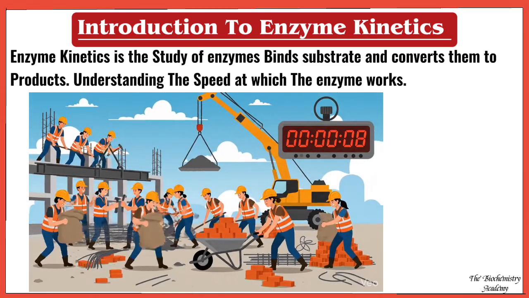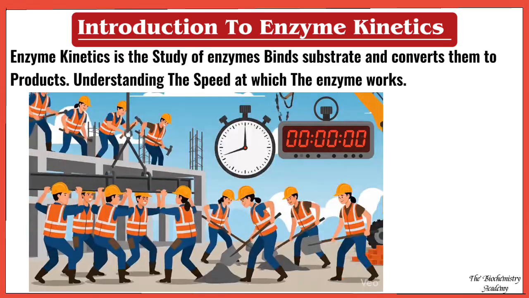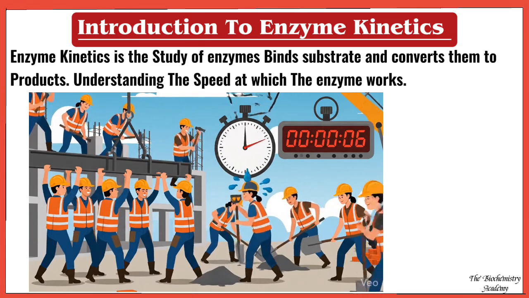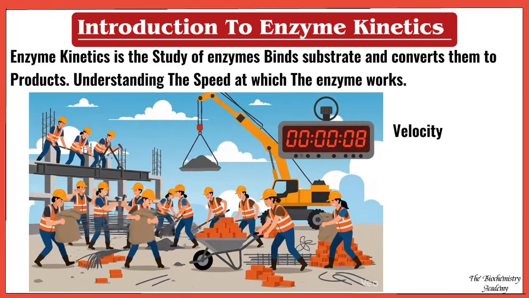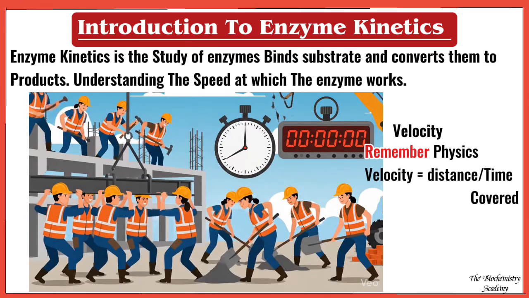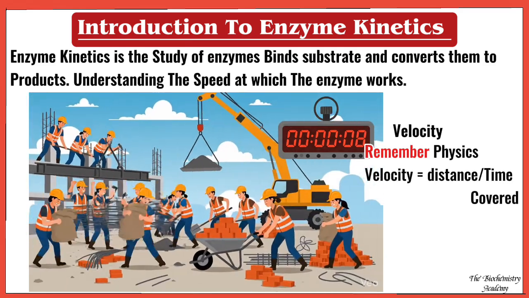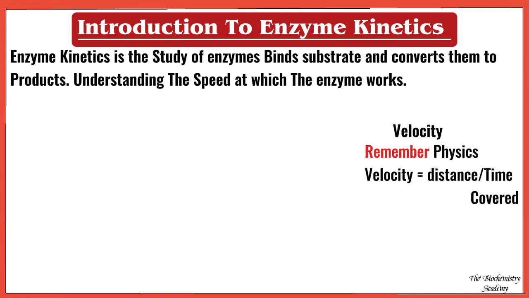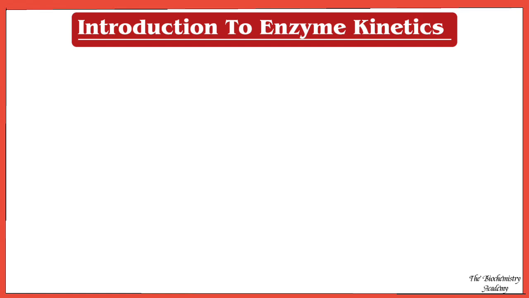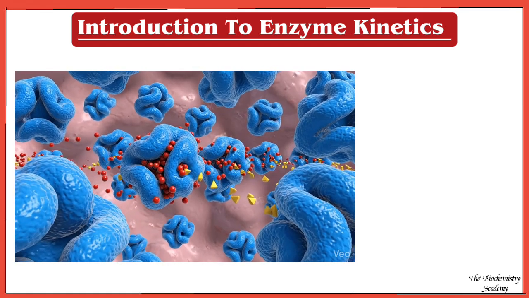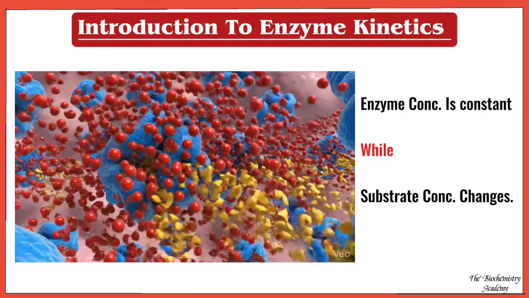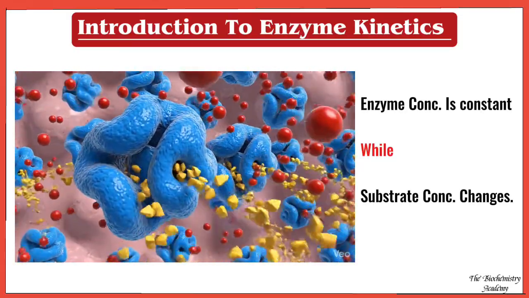So it's the same thing. Measuring how fast they finish it is just like measuring the velocity of how an enzyme works. Enzyme kinetics involves doing the same test, measuring the velocity at many different substrate concentrations. The foundation to understand enzyme kinetics is that the enzyme concentration is constant, but the substrate concentration is always changing.